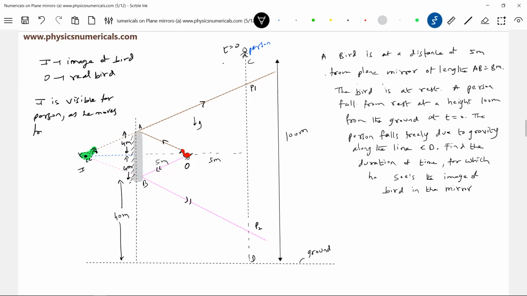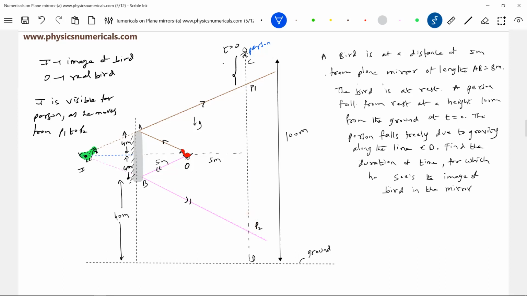As he moves from P1 to P2, there's an idea. How do we get that particular time? At t equals 0, he will come here, and it will take some time to traverse the distance. Then it will take some time interval between P1 and P2. So this time interval is what is being asked here.